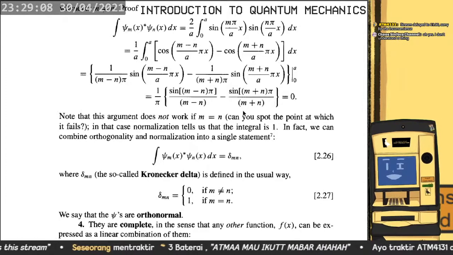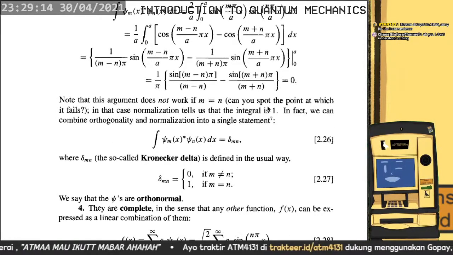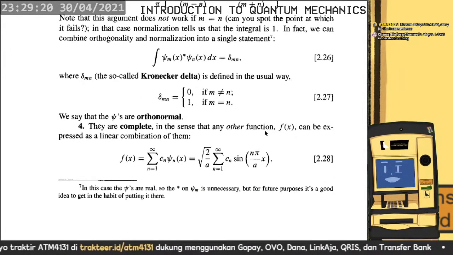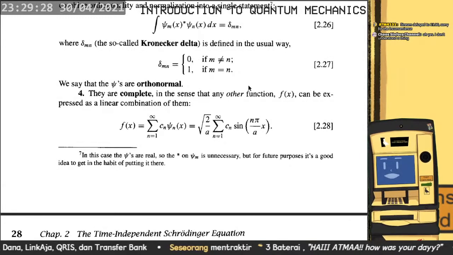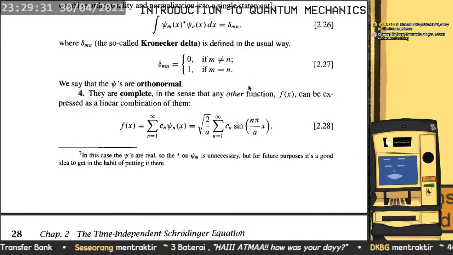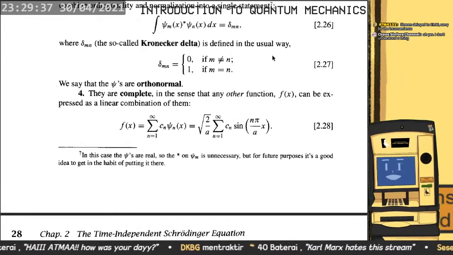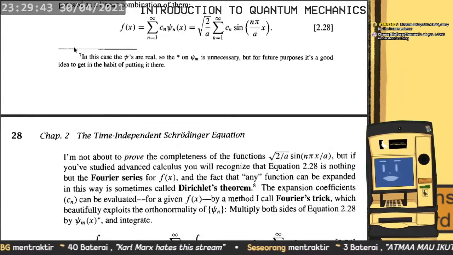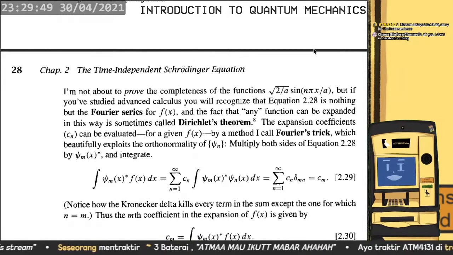In that case, normalization tells us that the integral is 1. In fact, we can combine orthogonality and normalization into a single statement like this, where δmn, the so-called Kronecker delta, is defined in the usual way like this. We say that the ψ's are orthonormal. Four, they are complete, in the sense that any other function f(x) can be expressed as a linear combination of them.